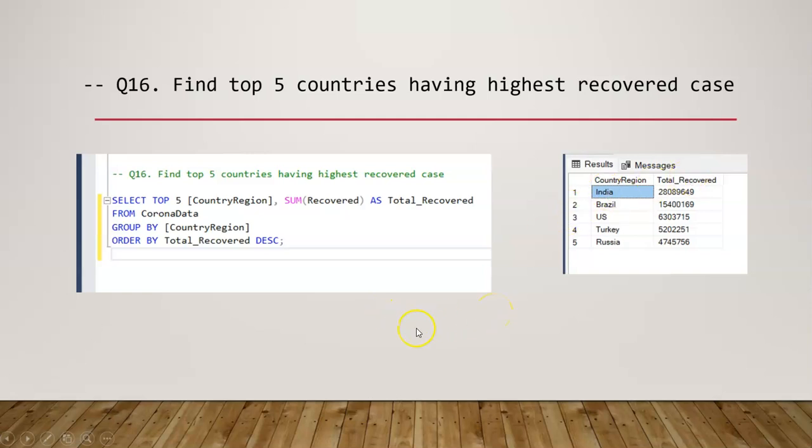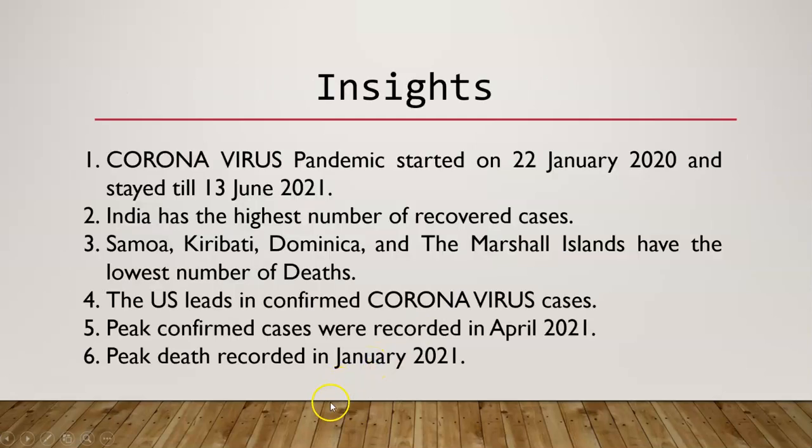So these are a few queries that I have worked on. I got some insights from these queries: the coronavirus pandemic started in January 2020 and stayed till 13th June 2021, right? From the previous query we got to know that India has the highest number of recovered cases, and a few countries have lower numbers of deaths, like Dominica and Marshall Islands, right? And the US leads in confirmed corona cases. So the US has the highest number of corona cases.